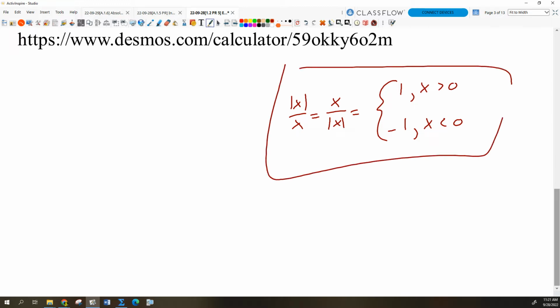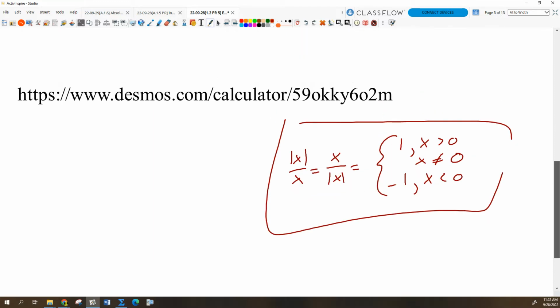It's just a step function, and that's the behavior of that function all the time. That's what it always looks like. And it's undefined at 0. X cannot equal 0. Okay, and we'll look at a graph of that in a second.